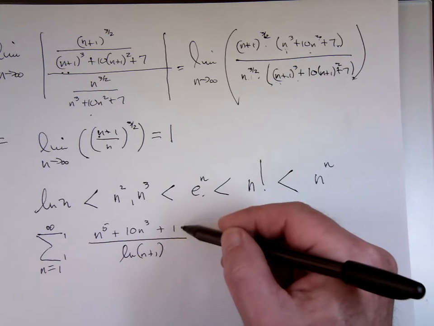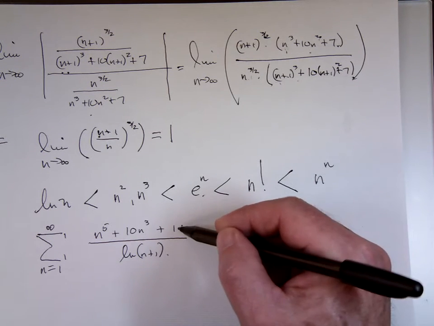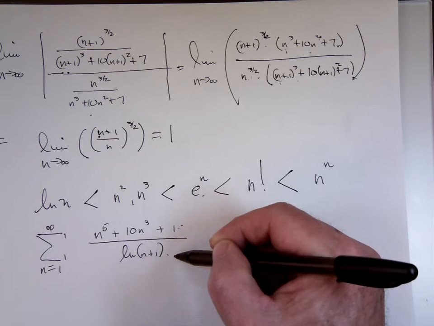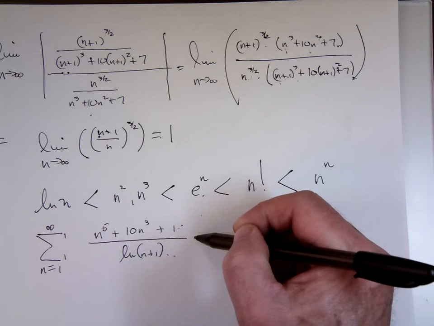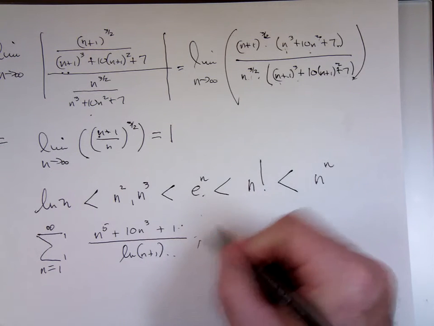Okay, here it is. Polynomials increase faster than natural logs. Therefore, the numerator is increasing faster than the denominator. Therefore, these terms are not going to go to 0. And because of that, it's going to diverge. Now, if you had something like this, okay, so this diverges.